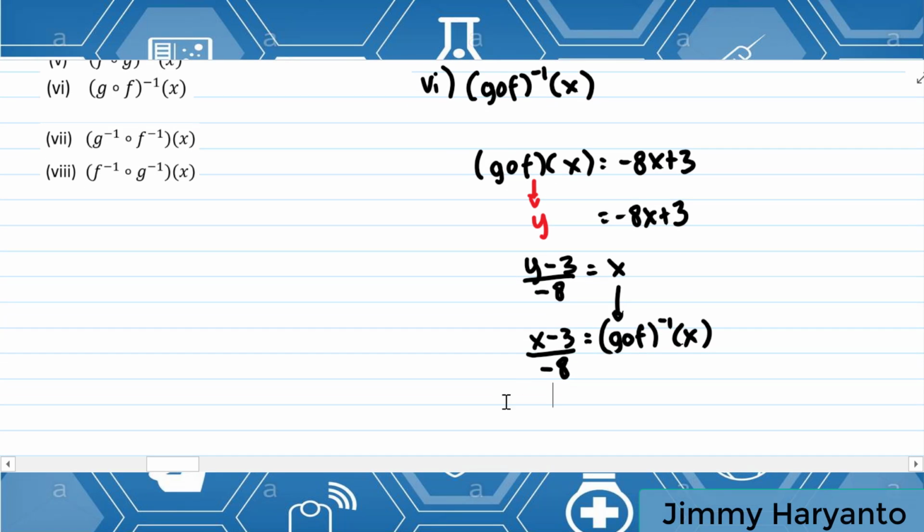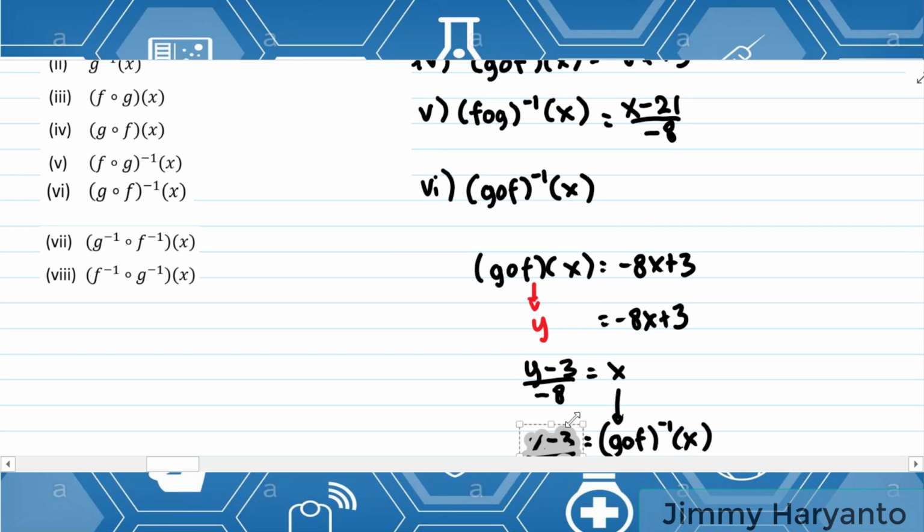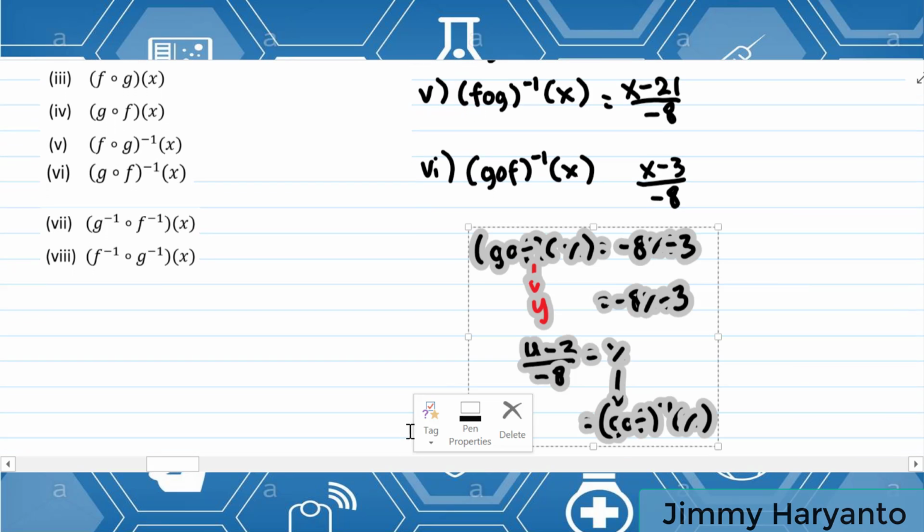Nah, gitu ya. Udah, ini kita pindahin lagi ke sini. Terus kita hapus ini.